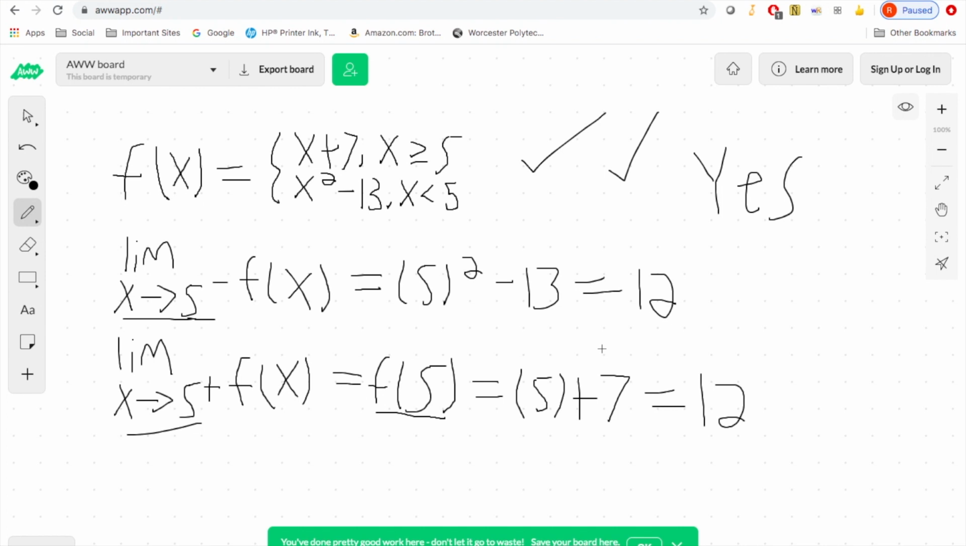For a quick example, let's say that we change the 7 to a 6 here. Then all of a sudden this value becomes 11. And now this value here is not going to be the same as that and that. And for that reason, it would be no. F is not continuous if that were a 6. That's why we're going to say that it is continuous with our original function, which was x plus 7. So that's all I have for this video.